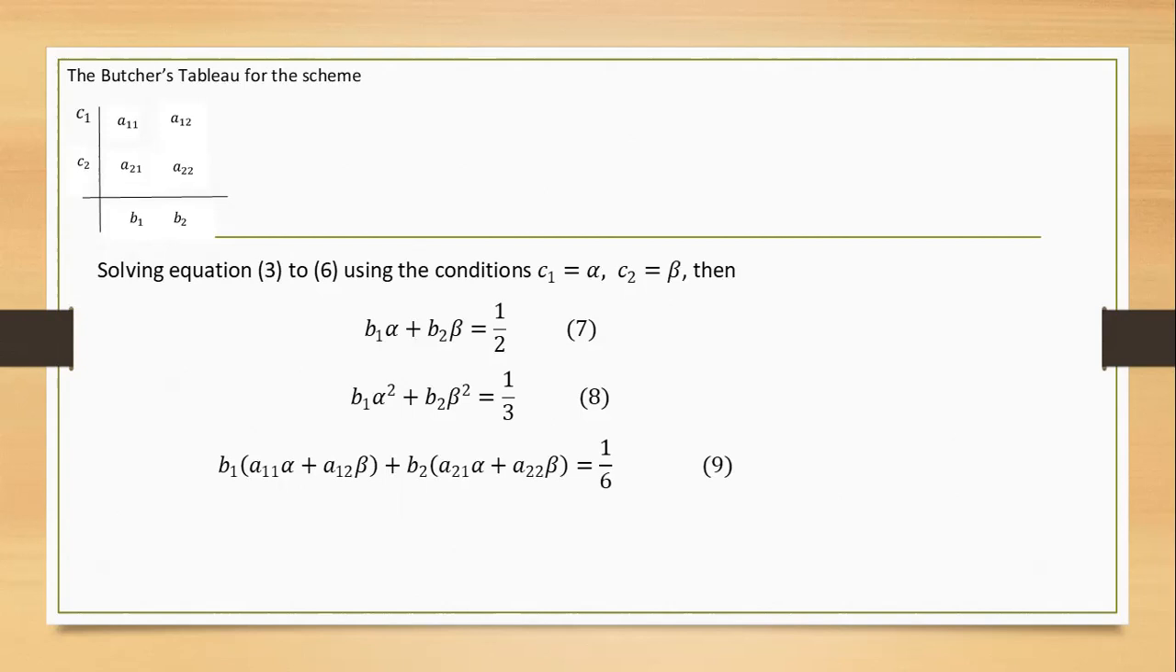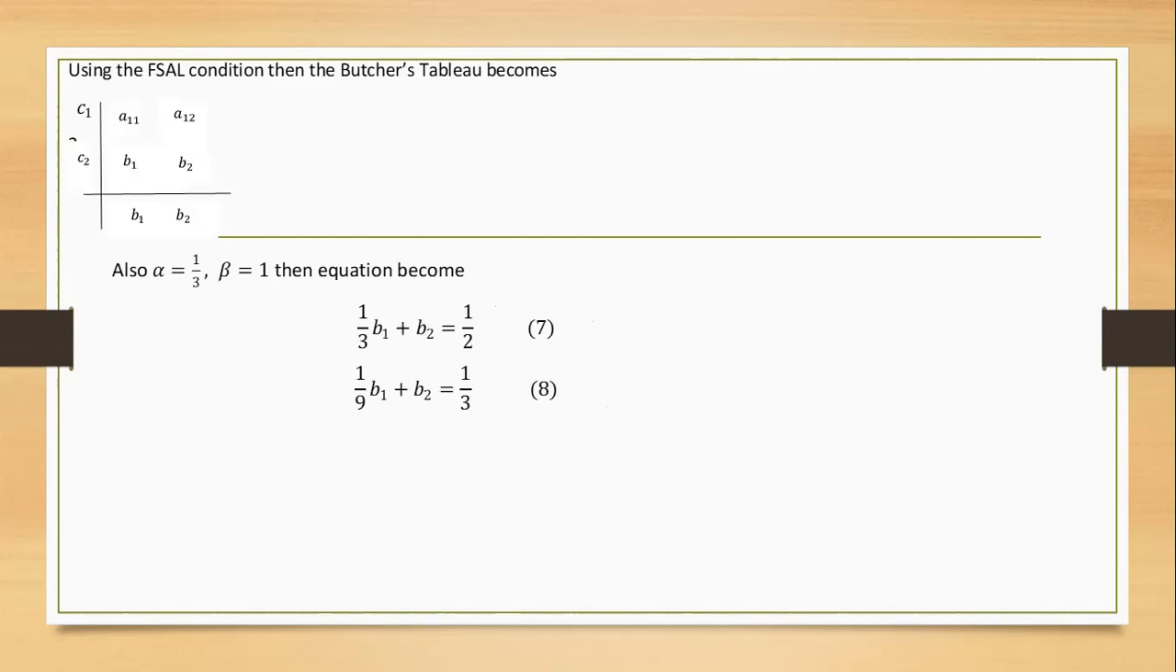And I'm going to do the same thing to my equation 5. Then I have B1 alpha squared plus B2 beta squared equals 1 over 3, and I call that equation 8. And if I do it to equation 6, I'm going to have B1 into (A11 alpha plus A12 beta) plus B2 into (A21 alpha plus A22 beta) equals 1 over 6. Then I want to solve this. From the Fasan condition that I said the other time, I'm going to replace that: my A21 has turned to B1 and A22 has turned to B2.